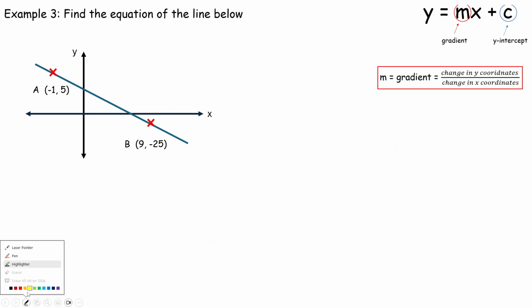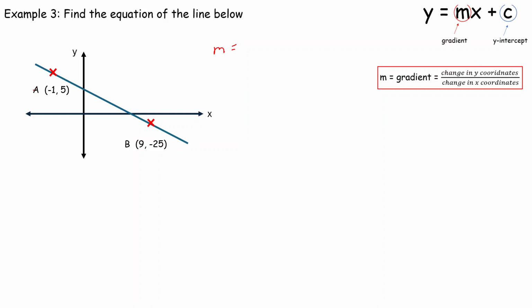Example 3, similar to example 2, but just this time the line is sloping in the opposite direction, so we're going to expect to get a negative gradient, but we approach it in the same way as before. So we're trying to find the gradient first, because that's the way that we do this. So gradient, again, is equal to your change in the y-coordinates. I'm going to begin by going from the A coordinate first, which is fine. You could go B first.